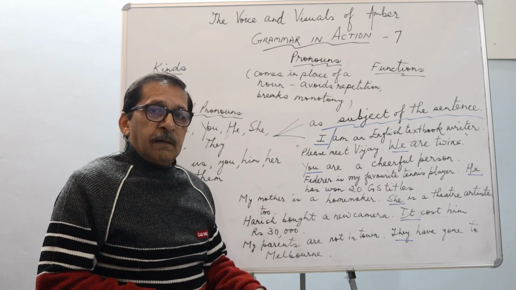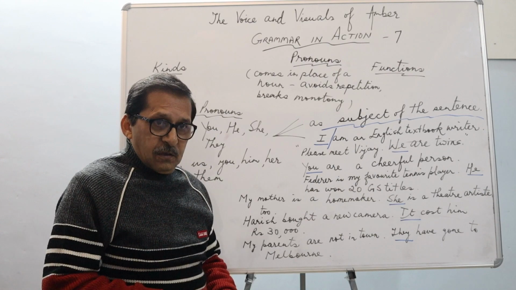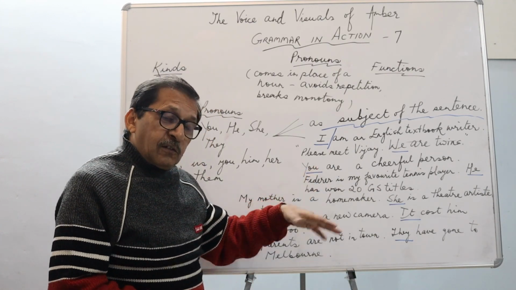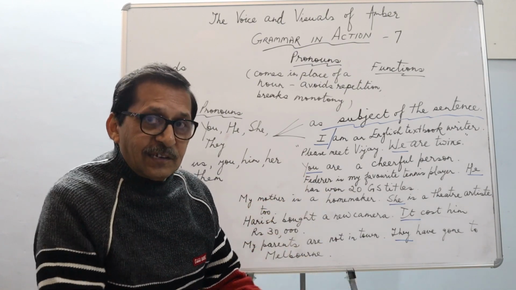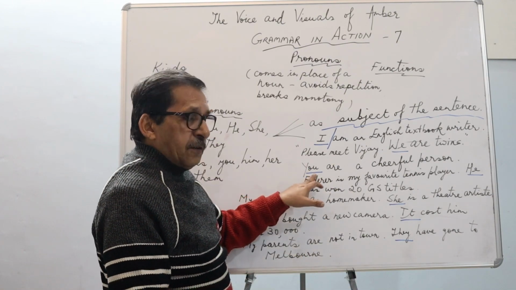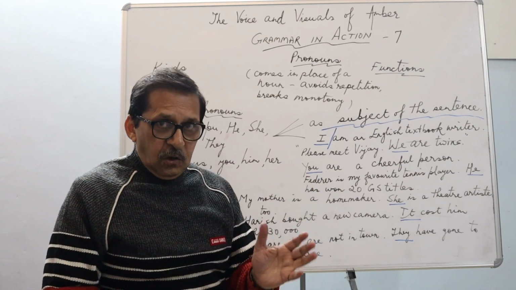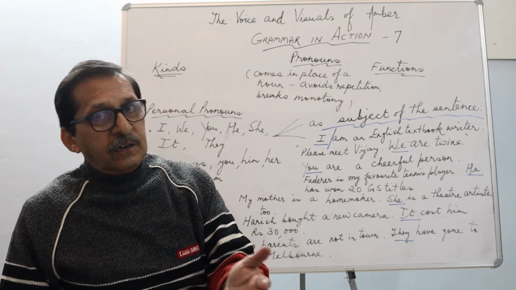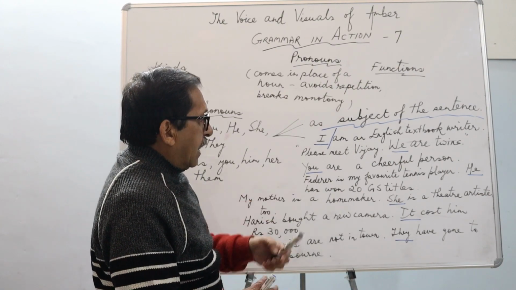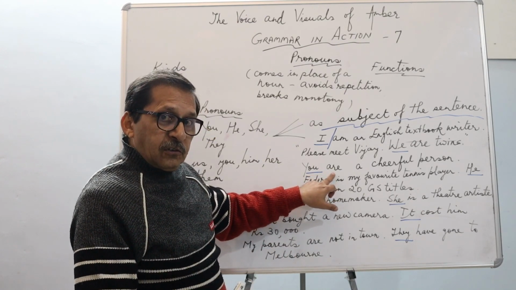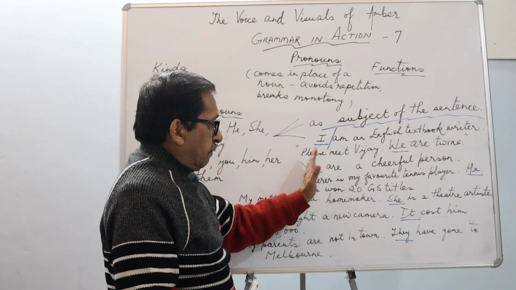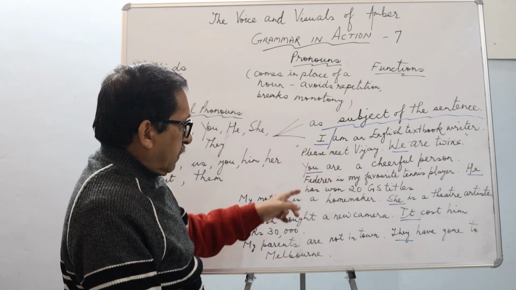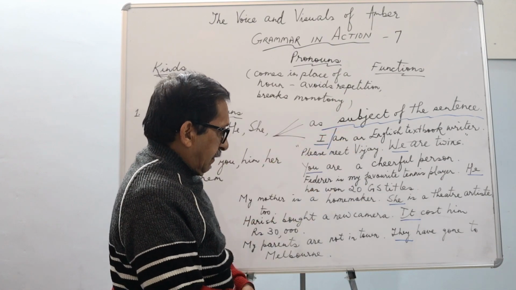The second person personal pronoun, you. You are a cheerful person. So again, when I'm talking to somebody, I wouldn't always take or mention his name. I just refer to him with this pronoun you, which comes in place of the name of the listener or the second person. So you are a cheerful person. Are is a to be verb, and you comes before that. And who is a cheerful person? You are a cheerful person. So you is the subject of the sentence.